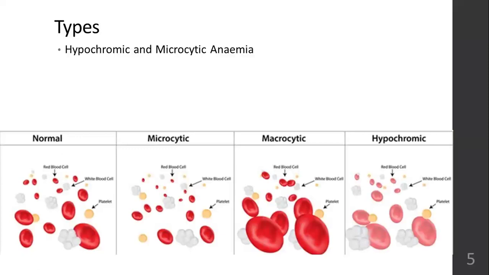Coming to the types of anemia, the first one is hypochromic and microcytic anemia. Hypochromic means the color is less. Hypo means less, chromic or chroma means color. So you can see here how hypochromic looks compared to the normal RBCs. They are not that bright red in color. They will have a pinkish or brownish hue. They are very light in color, not the bright red color. Microcytic: micro means small, cytic means cell. So the size of the cell is smaller compared to normal cells. So that is one type of anemia, hypochromic microcytic anemia.